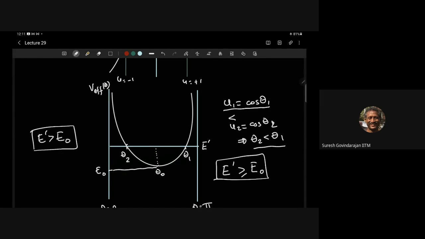We can view it as starting from above and keep reducing E prime. As you keep reducing E prime, you'll see that theta 1 and theta 2 come close to each other and become one single point as you come down. Are these two graphs clear now?